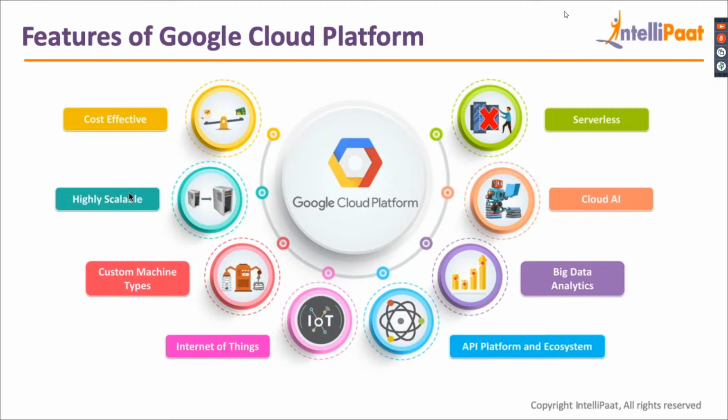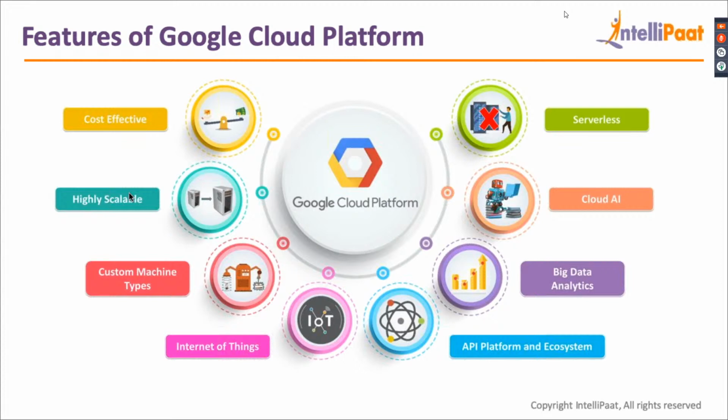So some cloud providers out there also charge you on a per hour basis. So let's say you use your service for 20 minutes, you will have to pay for the whole hour, right? But with Google Cloud Platform, it's more precise. It's to the minute or to the second pricing. So the bill that you get is very precise.